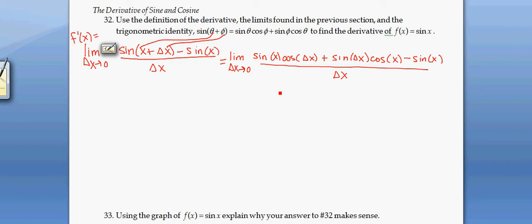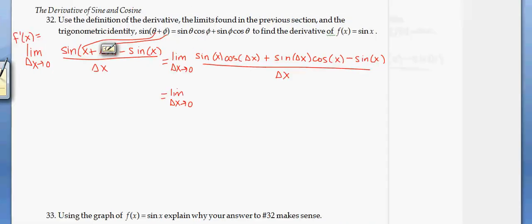Okay, so now I'm trying to somehow deal with this big expression here. If I'm careful about how I regroup my expressions, I can write this as, so there's a sine of x. I feel like I need my colors here, right? So I've got a sine of x here, and I've got a sine of x here.